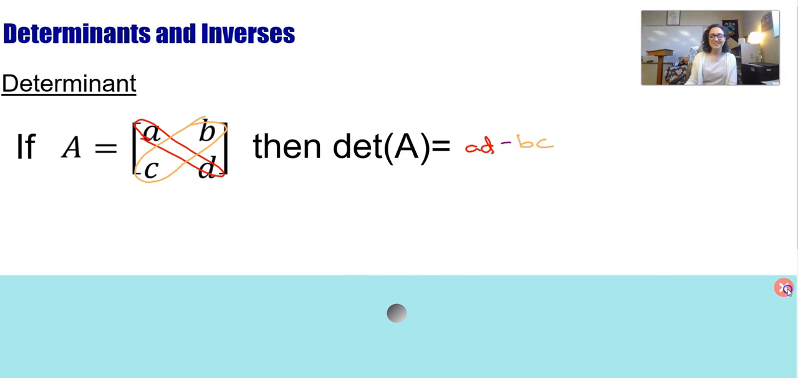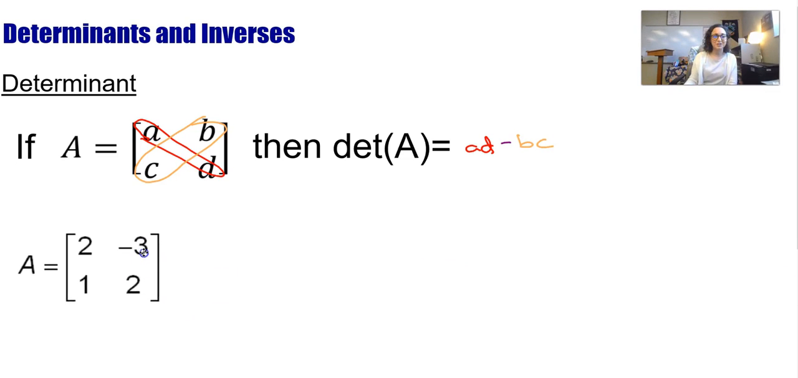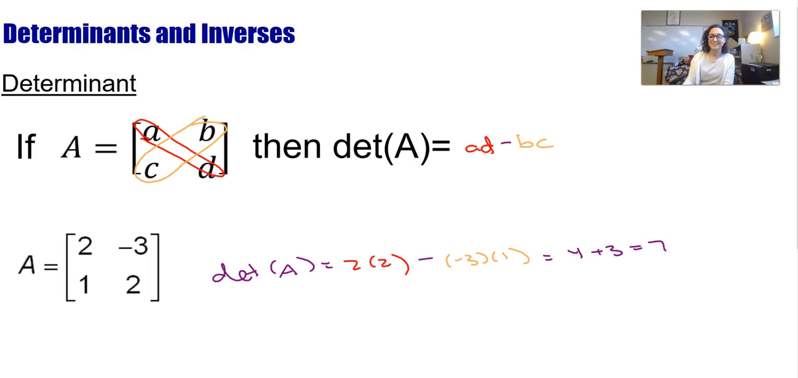All right, so take that and find me the determinant of this matrix A. Hit continue when you're ready to check your answer. All right, we should have gotten 4 minus negative 3, or 4 plus 3, which is 7. If that's not what you got, go ahead and pause and correct.